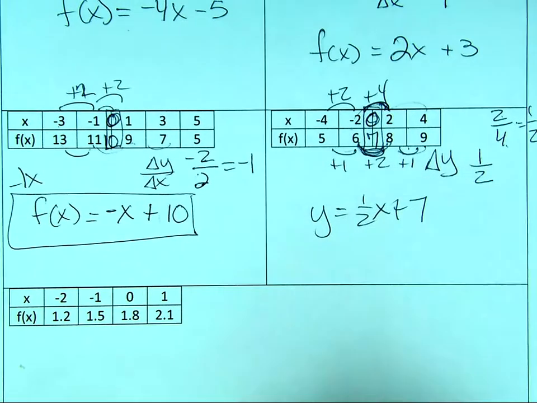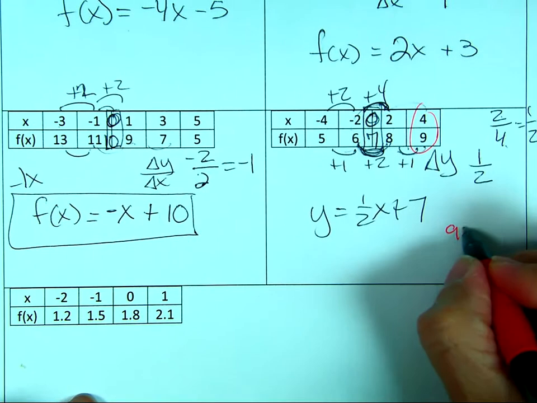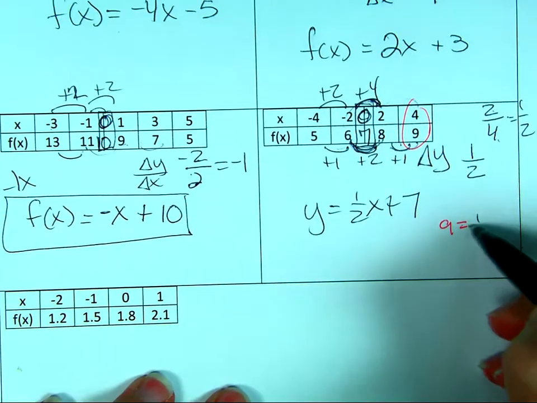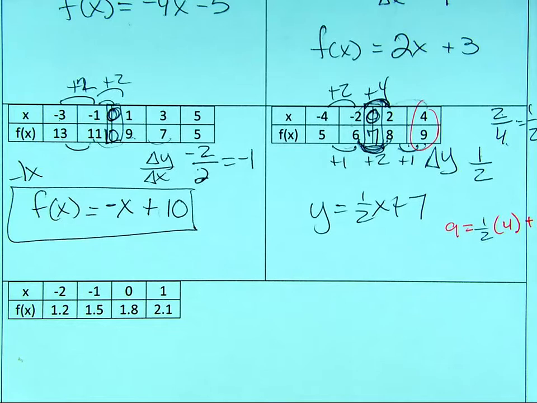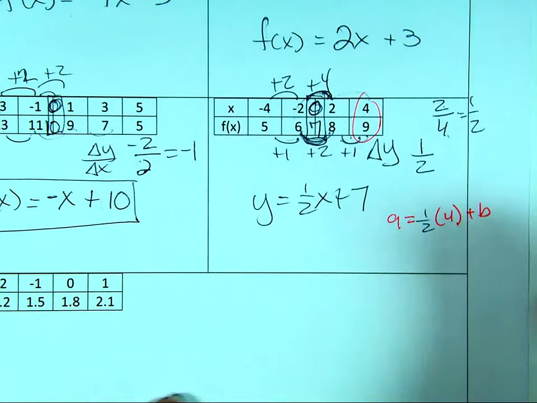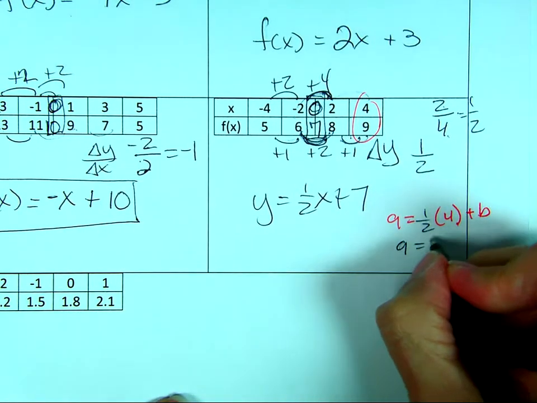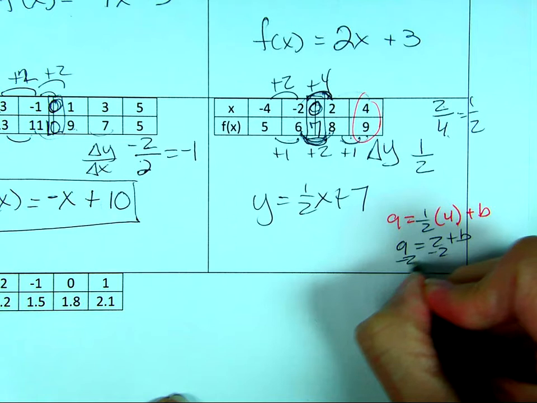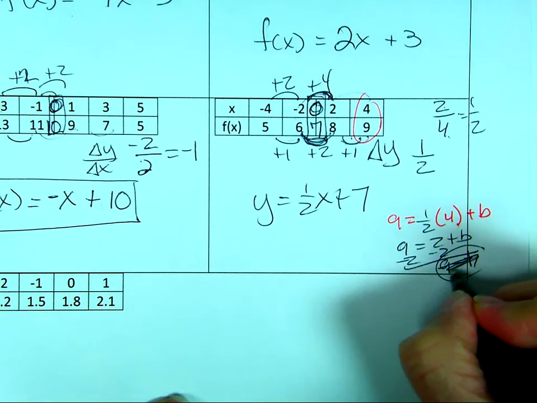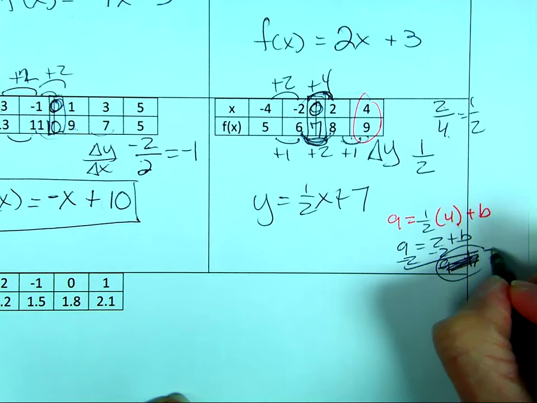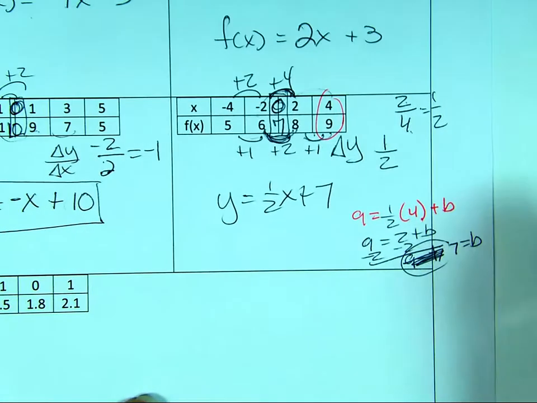Now again, if you don't like trying to figure it out that way, you can go back to plugging it in. Remember, we just pick a point, like let's pick this point and say 9 equals 1/2 times my x plus b. Remember that little thing we did? And then what's 1/2 of 4? That's 2. So now I have 9 equals 2 plus b. So I subtract 2 from both sides, and 9 minus 2 is 7, so 7 equals b. Okay, and we already knew that.